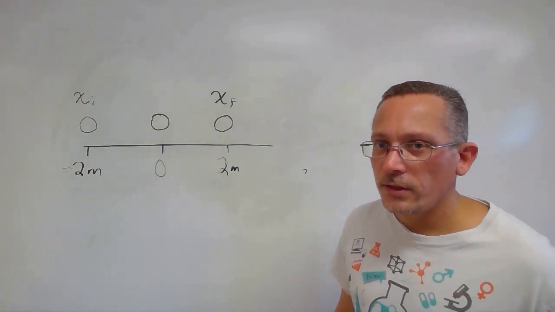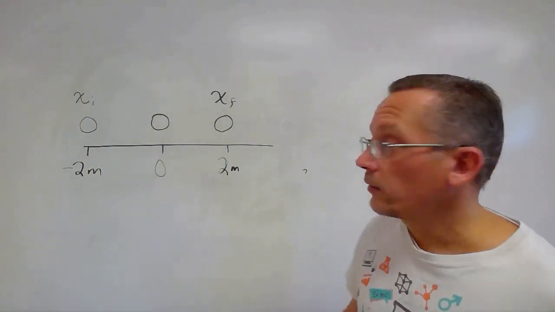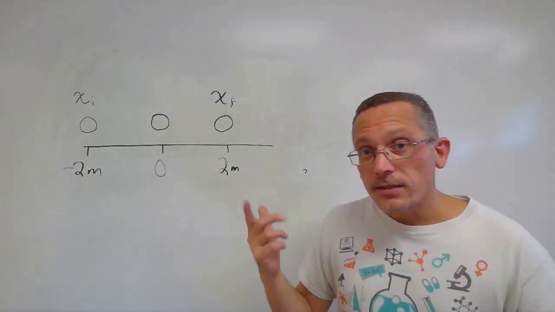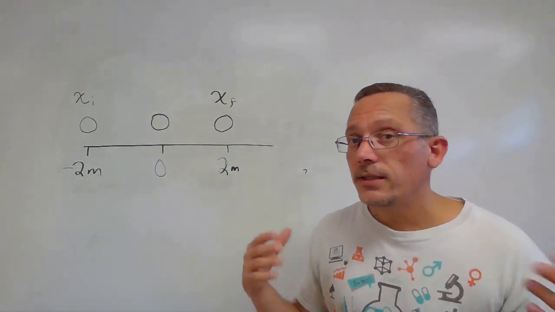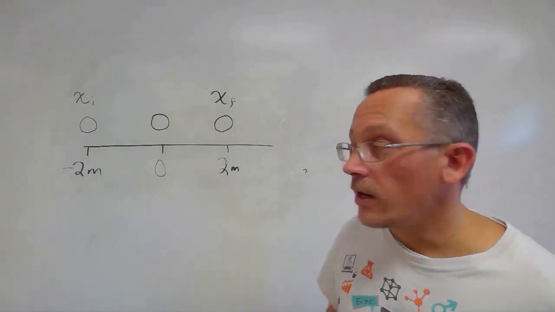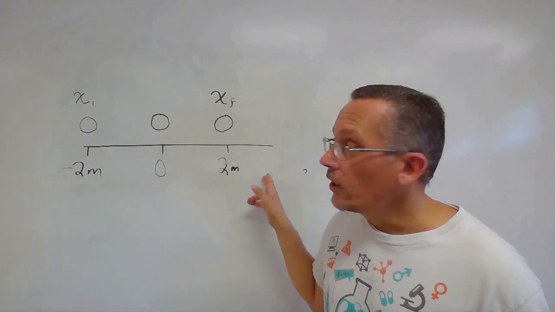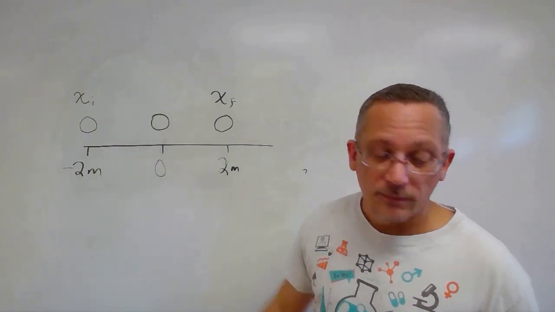How far is it from where it started? Well, it's still 4, right? 2 minus negative 2 is 4. And so that tells us how we can figure out displacement. How far is it from where it started? We can figure out the displacement by taking the final position and subtracting the initial position.